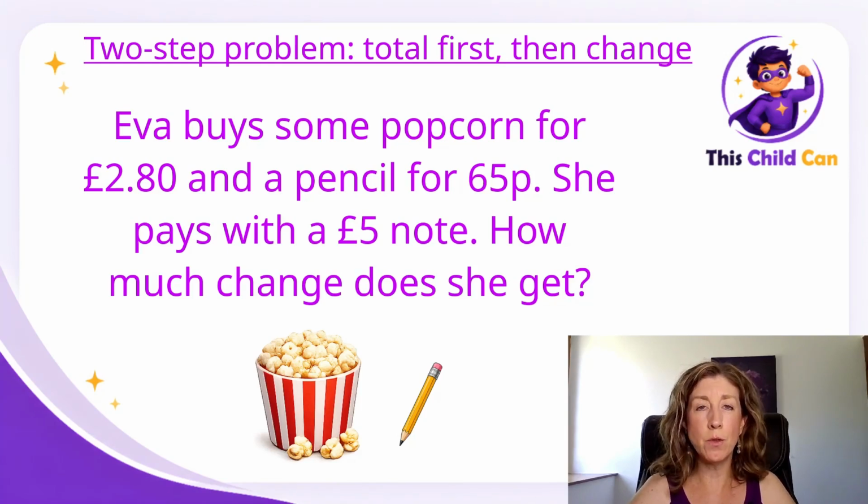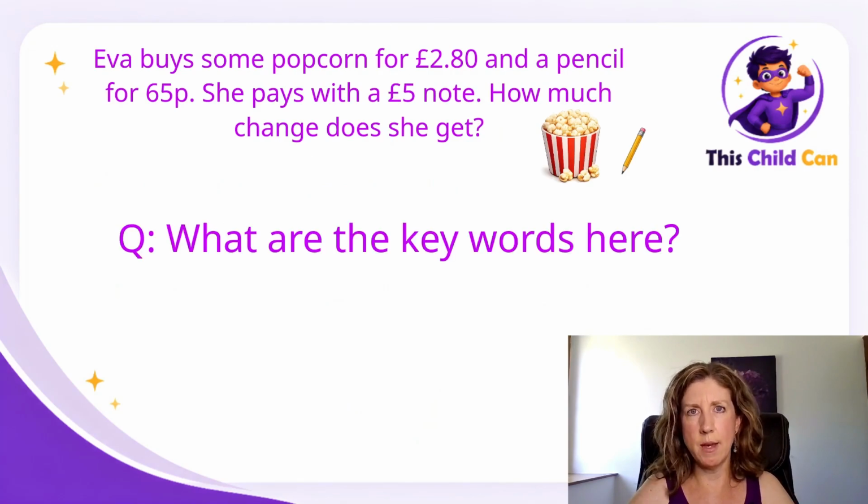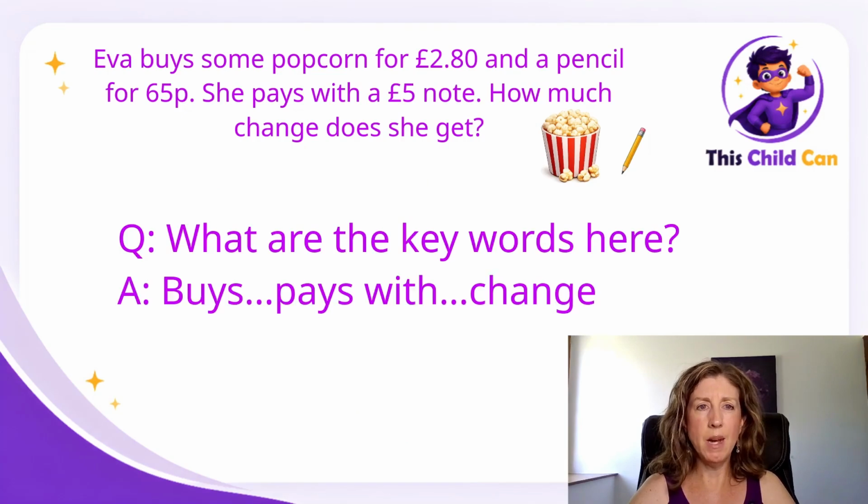For example, in this two-step problem, we have to find the total first before we can find the change. Eva buys some popcorn for £2.80 and a pencil for 65p. She pays with a £5 note. How much change does she get? So if you were to have a question and answer session with your child, it might look like this. Question: what are the key words here? Answer: buys, pays with, change.